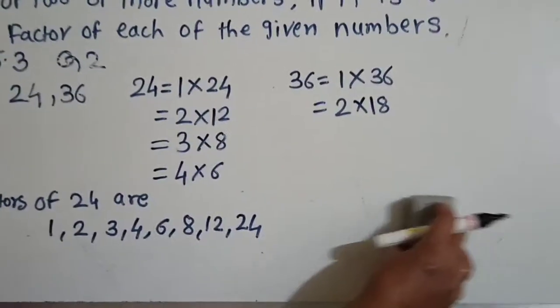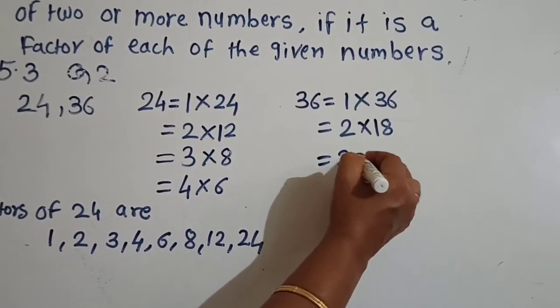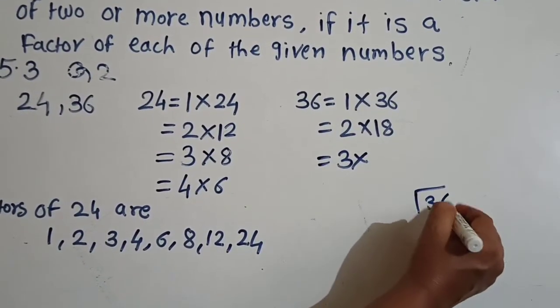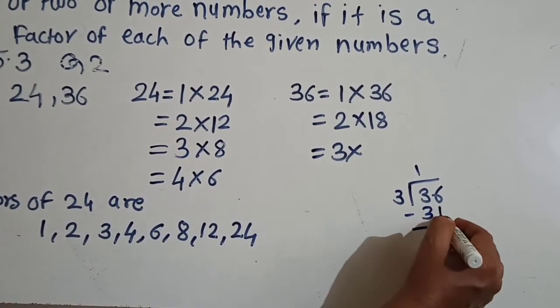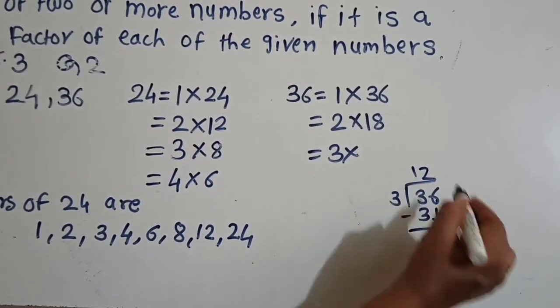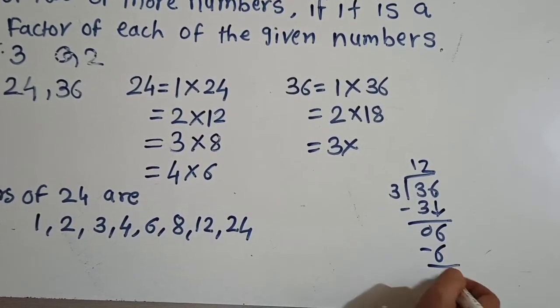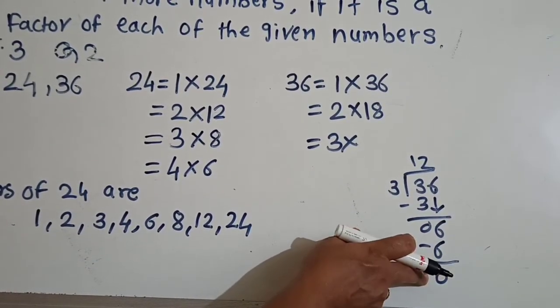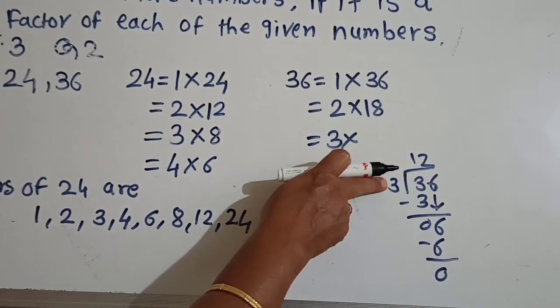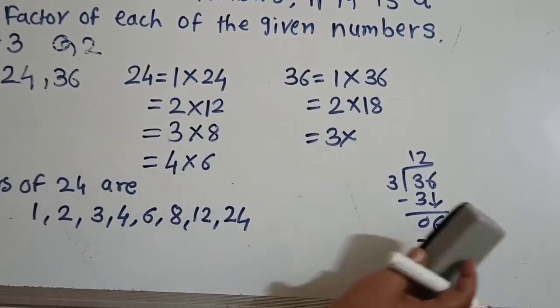Okay. Then 3. 36 divided by 3: 3 ones are 3, 3 minus 3 is 0. Then 6, 3 twos are 6, 6 minus 6 is 0. Okay. You know the remainder is 0. When the remainder is 0, then that number is a factor of the given number. Okay children.